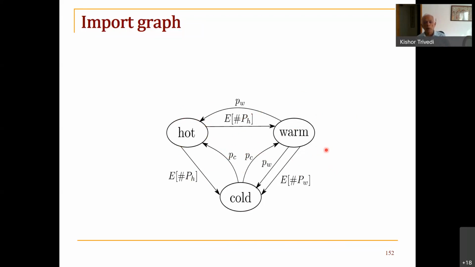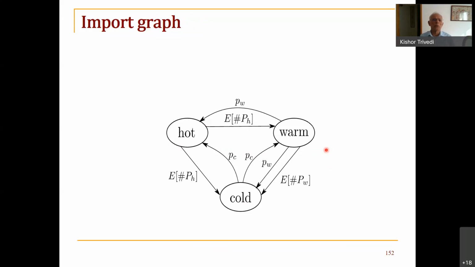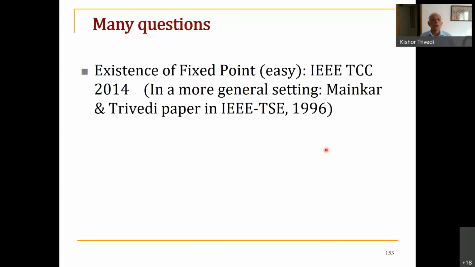And so these kinds of problems can be cast as what is called a fixed point problem in scientific computing or numerical analysis. And basically, in order to deal with such problems, we have to answer many questions. So one question is, does a fixed point solution exist to such models? Now, it turns out that in 1996, we wrote a paper way back, Varsha Mainkar and myself, in IEEE Transactions on Software Engineering, that says in a very general setting, the answer to this question is yes, if those conditions that we set out in that paper are satisfied.